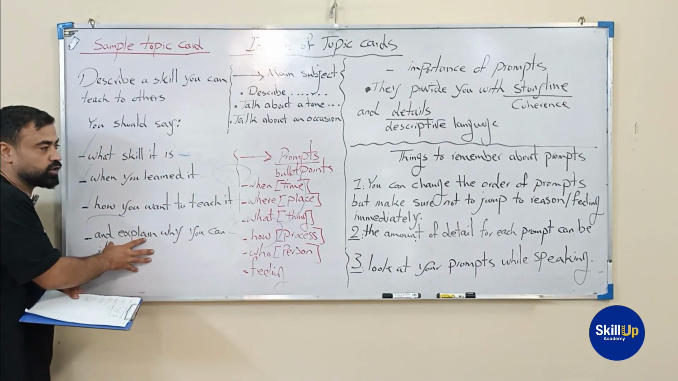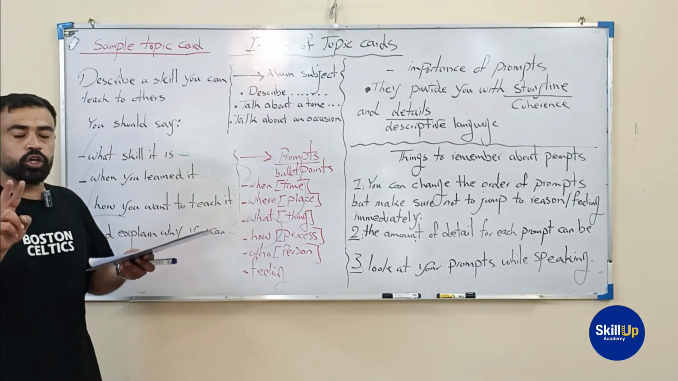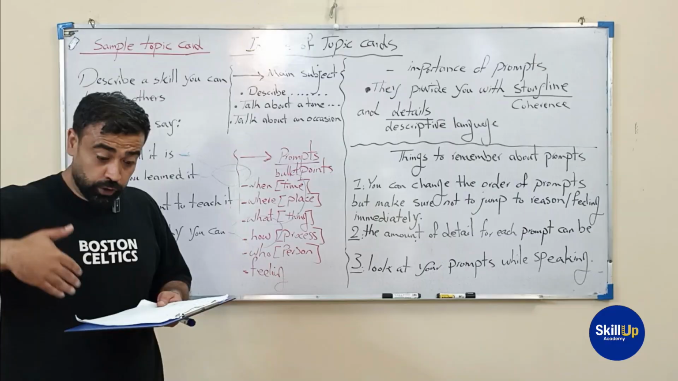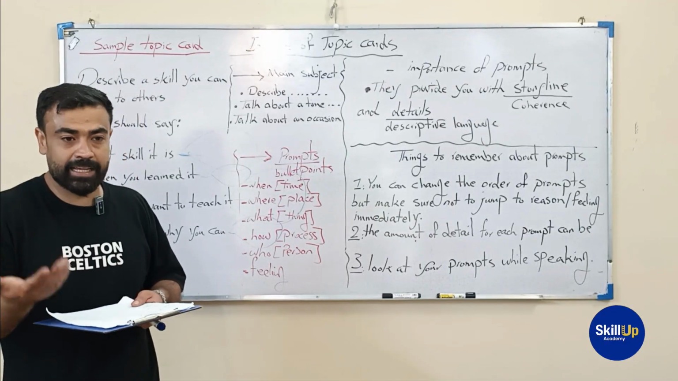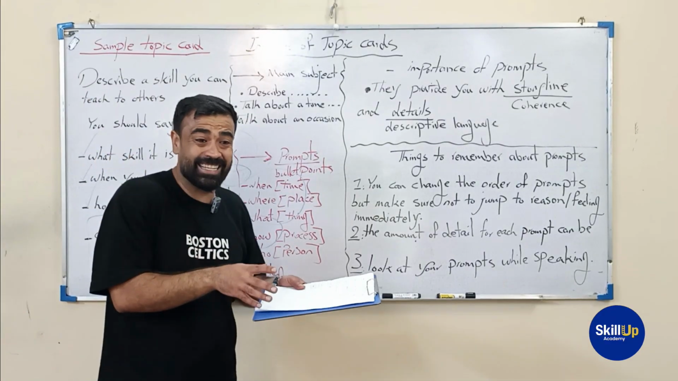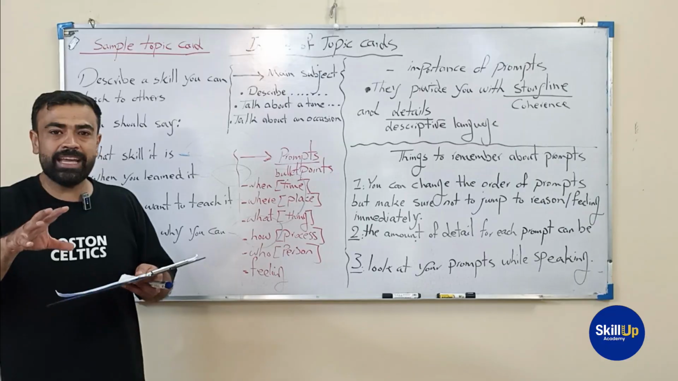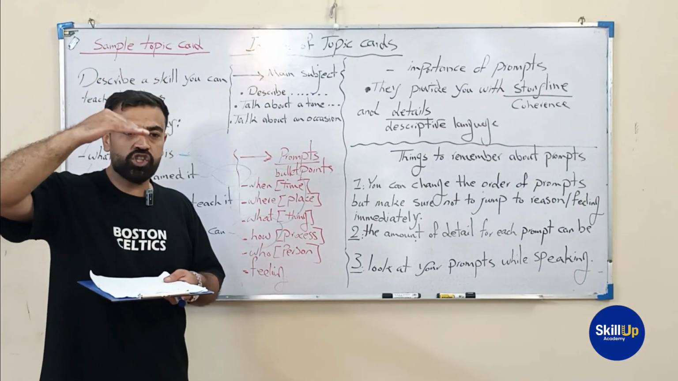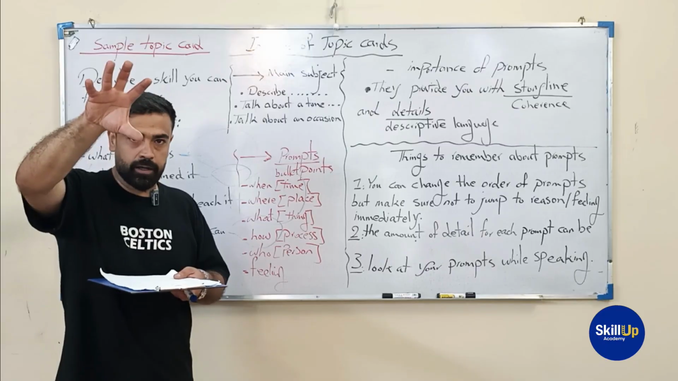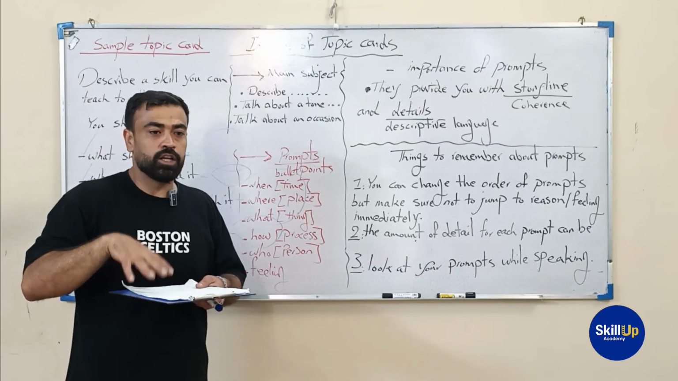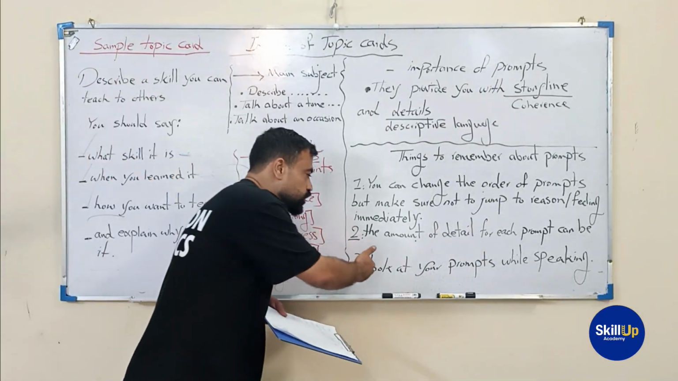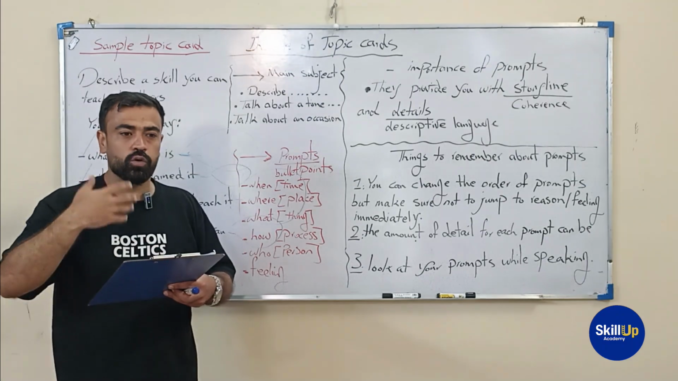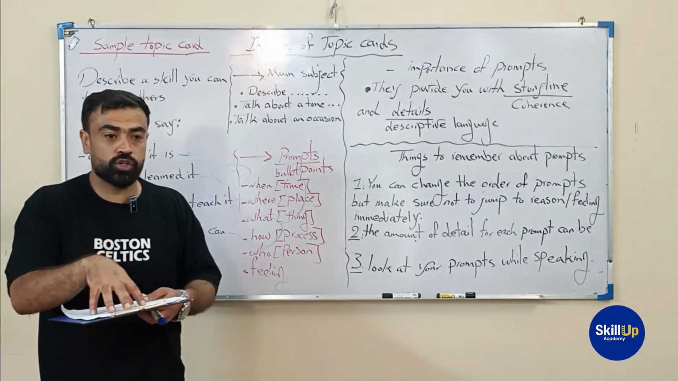And when you lose the track of your story, there are two possibilities. Sometimes you repeat the same ideas again and again. And in some other cases, you may confuse your listener, because there should be a logical order of adding ideas. So while you're speaking, make sure you're looking at your prompts in order to stay on your track.